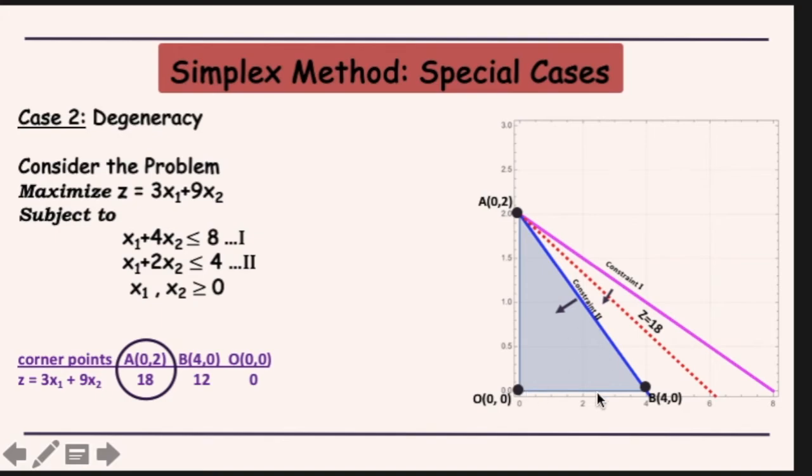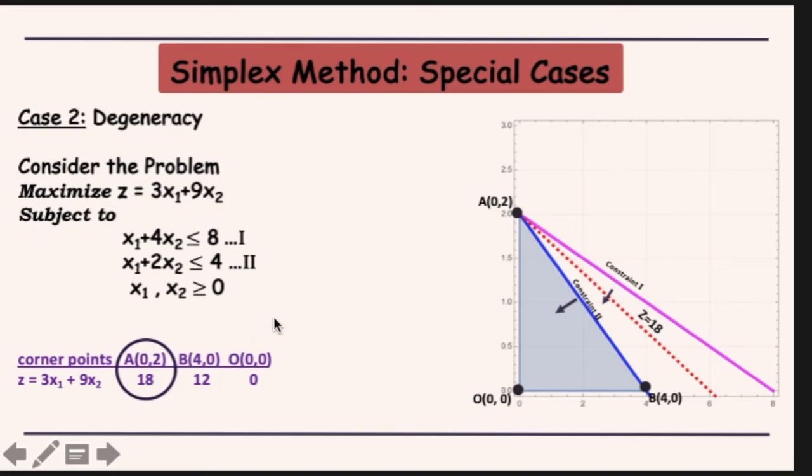And if you check the corner points for the objective function value, you can see here that at the corner point A, which is having coordinates 0 and 2, the objective function value is 18, which is the maximum, and so by the graphical method we can conclude that this corner point is our solution and the maximum z value is 18. Now if we solve this problem using simplex, then how do we identify such a case and what else can we conclude from that?